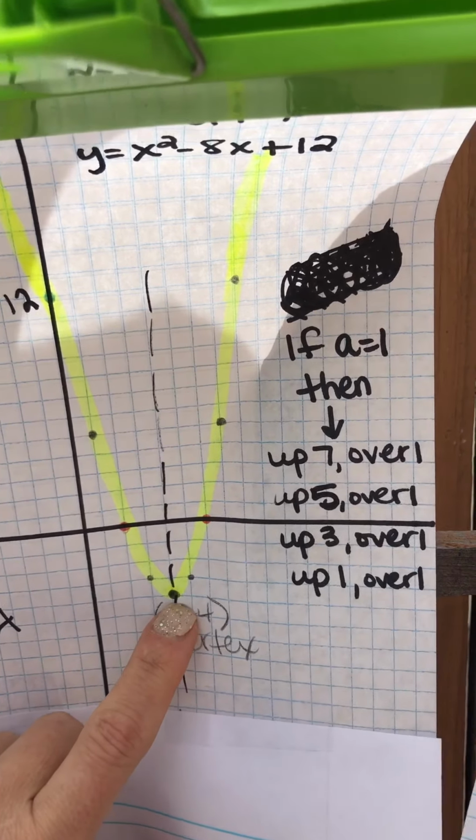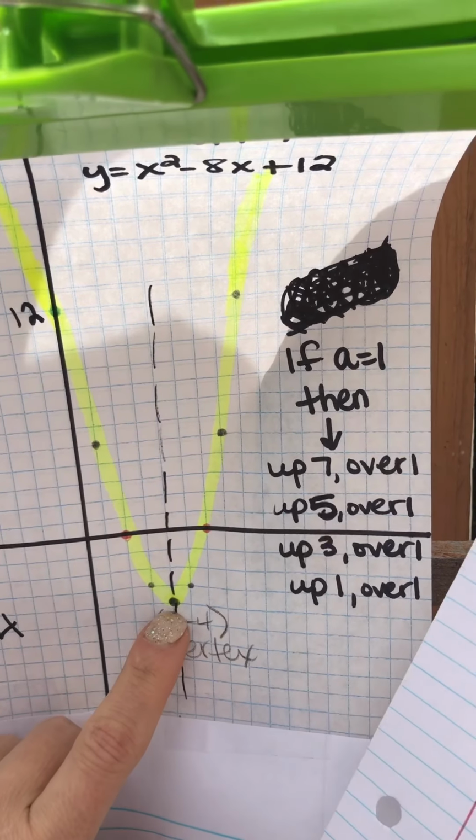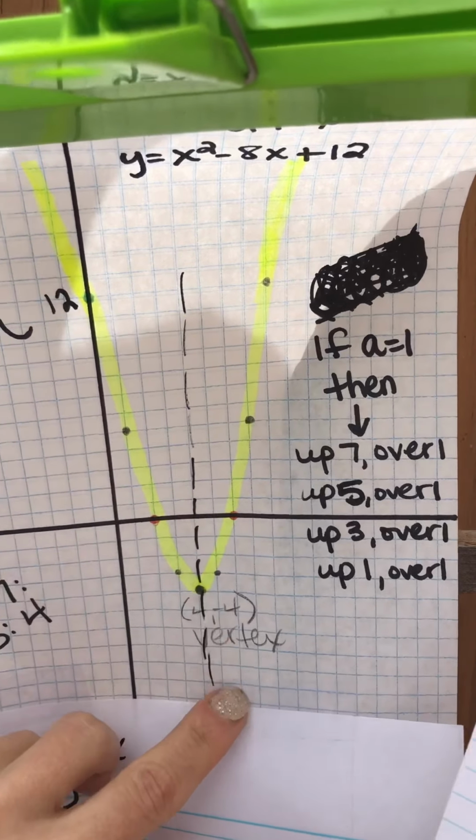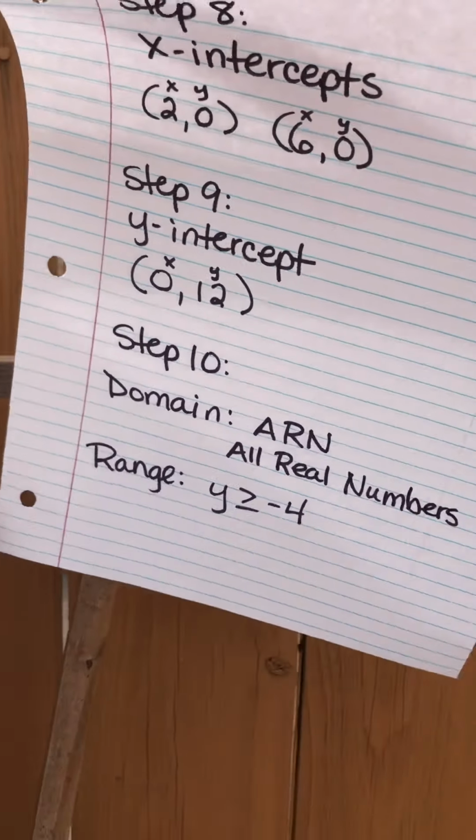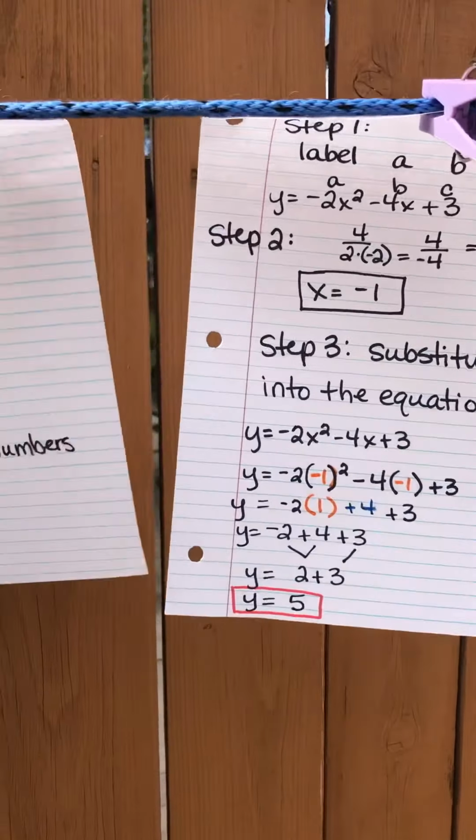And you started your vertex here. So y cannot be anything greater than -4. Okay, so that was the first problem.